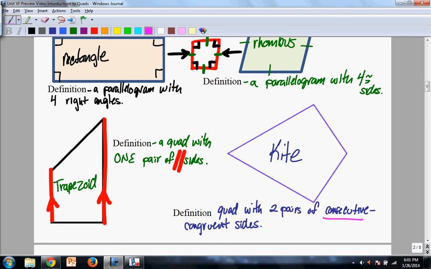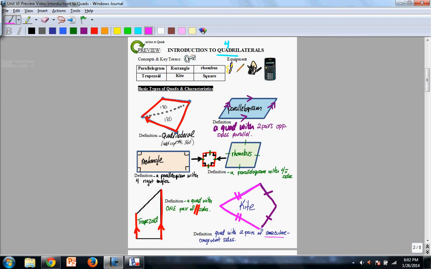Consecutive means next to each other. So in this case, consecutive, instead of opposite, consecutive means the 2 sides that are next to each other are equal. These 2 sides which are next to each other are equal. Contrast that with the parallelogram, where opposite sides are equal. So make sure you can explain the difference between a parallelogram and a kite. So these are your main quads you need to be familiar with.